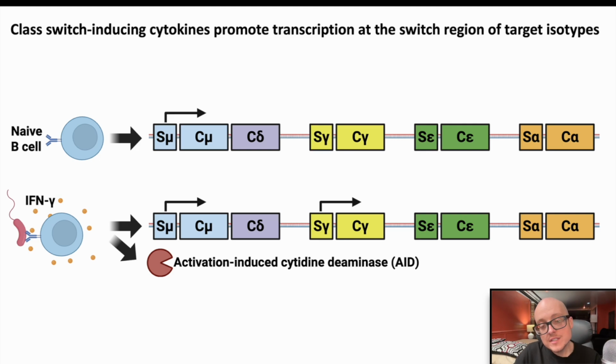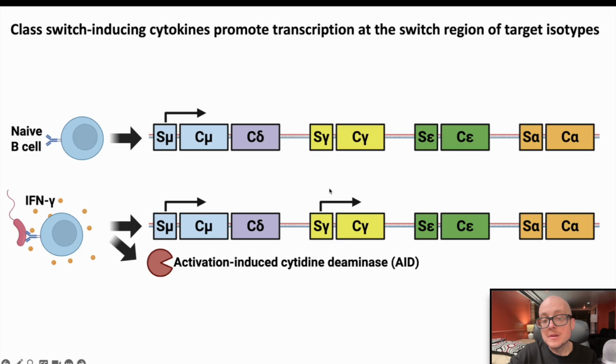And so for this example, I'm going to talk about the class switching into IgG, which will require the expression of constant gamma segments. And so remember that there are multiple subtypes. Here I'm just pretending that there's a single constant gamma, just in order to illustrate the principles at work. But just with that caveat, notice now that transcription is active both at the switch mu region as well as the switch gamma region.